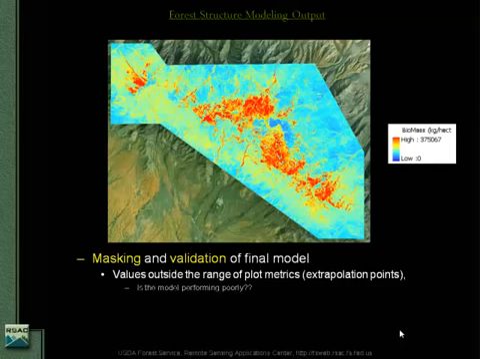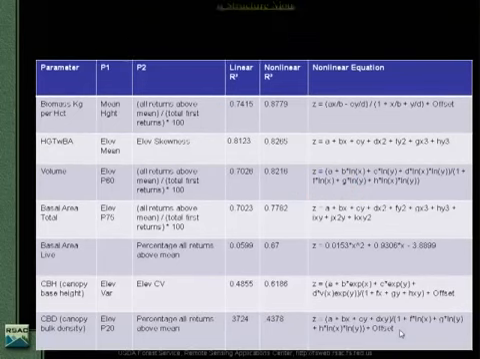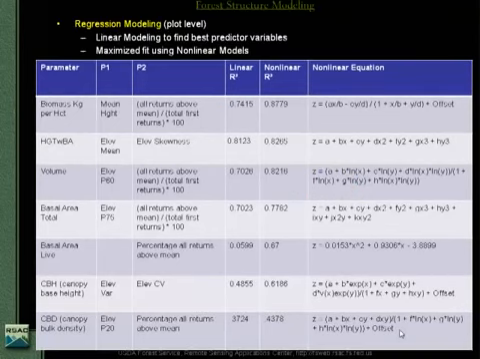We need to mask it and validate it. We built this model based on forest plots, and we didn't sample anything in, let's say, the PJ or anything like that. So we need to make sure we create a forest mask and get rid of all the areas in our project area that don't meet our forest criteria. So that's something we need to do.